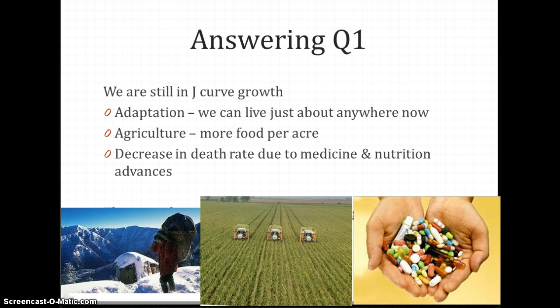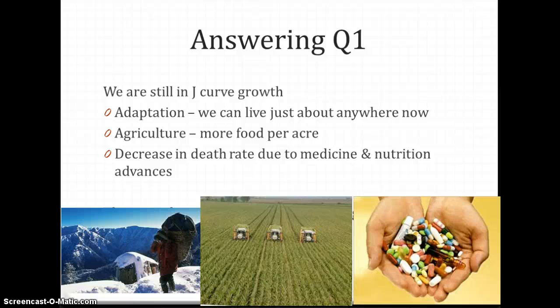All right, in order to answer question one, how much of a human population can we have, we need to examine a couple of different things. First of all, we need to acknowledge that we are still in J-curve growth. This means that we are still experiencing exponential growth, as opposed to having hit our carrying capacity at some point.